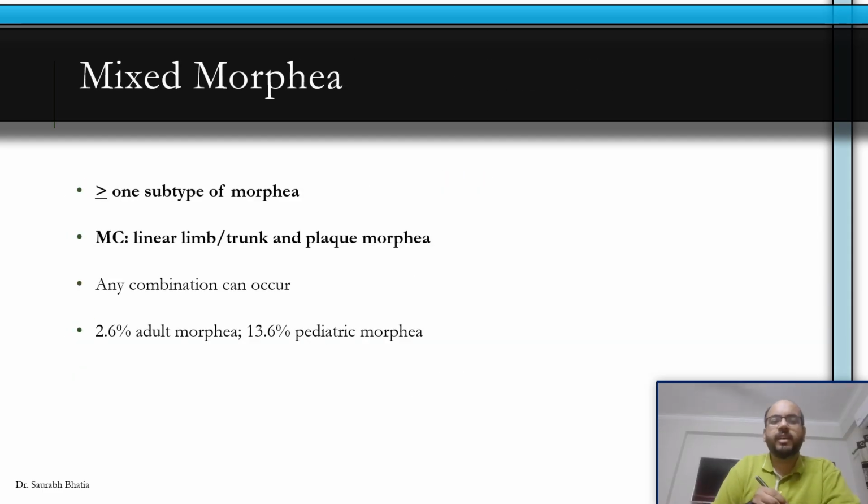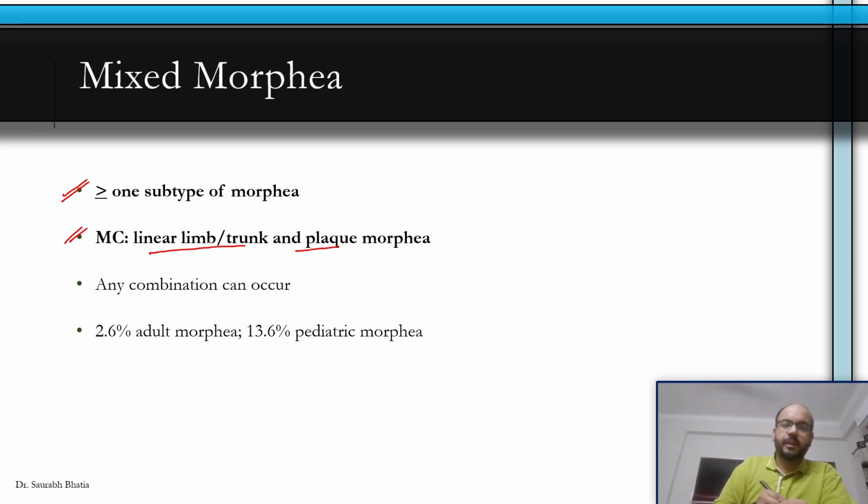Now in mixed morphea, more than one subtype of morphea is present. So you can have linear morphea with plaque morphea, linear morphea and pansclerotic morphea. So more than one variant can be there. Deep morphea with plaque morphea. So you can have more than one subtype of morphea together. The most common combination seen is the linear limb and trunk variant of morphea with plaque morphea.